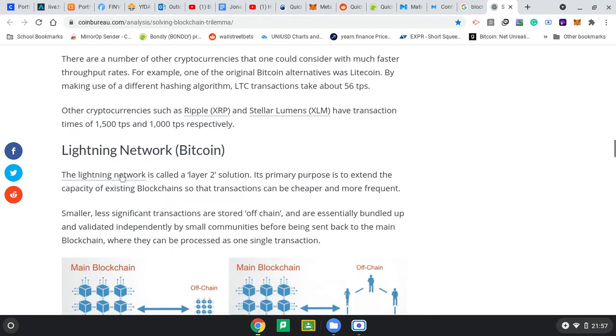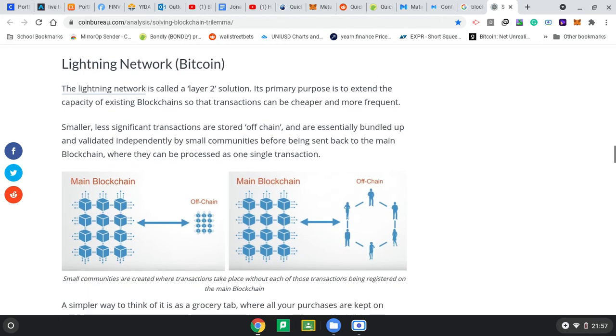One is the Lightning Network for Bitcoin. The Lightning Network is called a layer two solution. Its primary purpose is to extend the capacity of existing blockchains so that transactions can be cheaper and more frequent, because that's what we need for mass global usage. Smaller, less significant transactions are stored off chain. So off chain, I can do all the smaller transactions, and they're bundled up and validated independently by small communities before being sent back to the main blockchain. So this is layer two. Matic is here, layer two, doing loads of transactions before it sends them back to Ethereum, layer one, to be processed as one single payment.